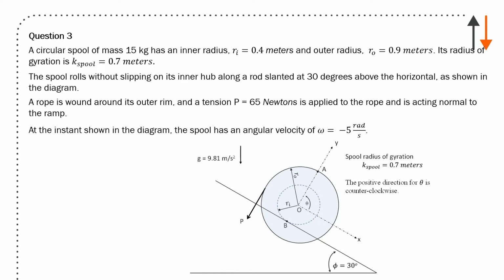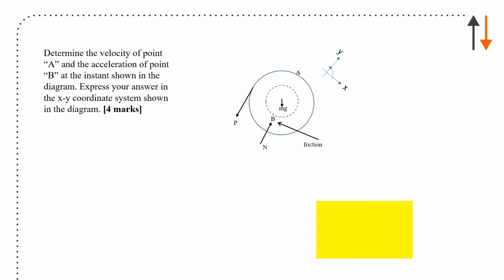A rope is wrapped around the outer rim, and a tension of 65 newtons is applied, acting normal to the ramp. At the instant shown, the spool has an angular velocity of -5 rad/s. So you're given all of that information to work from. The positive direction is defined as counterclockwise, as is usual. It's a little different in terms of how we define the axes, but x and y are shown here with the positive direction of rotation, and it follows the right-hand rule.